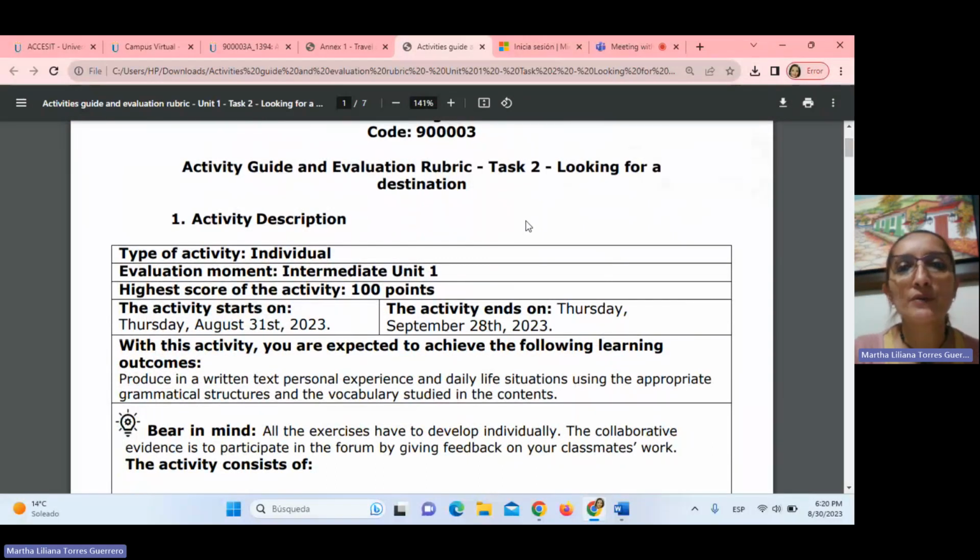First of all, it's important to know this is the task number 2, looking for a destination. This is an individual activity and gives you 100 points. The activity starts today, August 31st, and will close on September 28th.